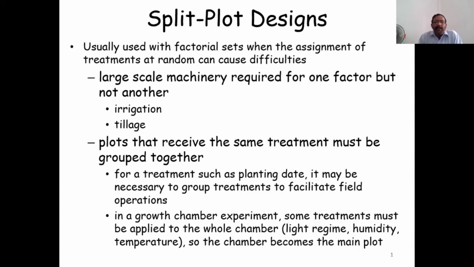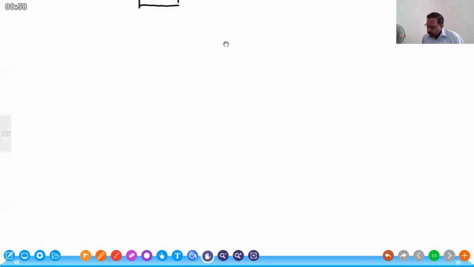So that is another reason why we go for split plot, not necessary to have irrigation treatment or tillage treatment, but the planting dates, we can plant at once 3 varieties. For example, let's say planting dates and variety. So I have factors. Factor A, planting dates.